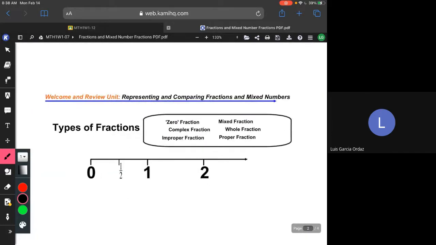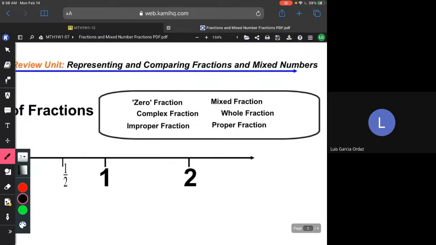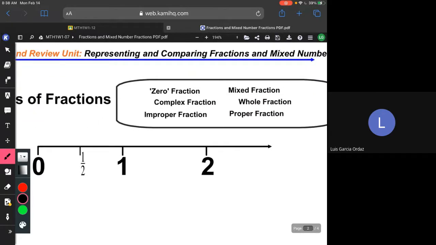Okay. So now we have different types of fractions. We have a zero fraction, a complex fraction, an improper fraction, a mixed fraction, whole fraction, and proper fraction. How many of these do you guys know out of the 6? How many of you guys have heard of the zero fraction? No? Have you guys heard about complex fraction? No? So I got 2 question marks. Has anyone heard about an improper fraction?